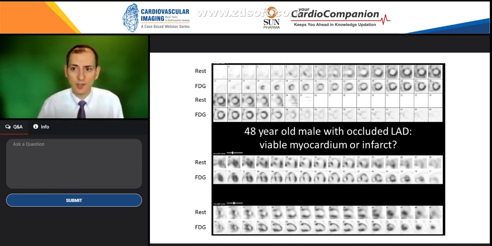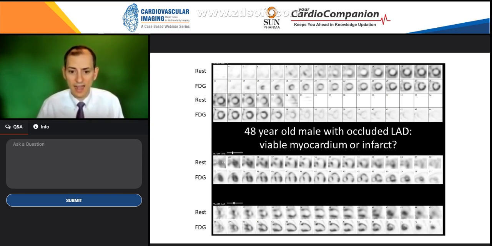And when we do this, we do rest perfusion images, which you can see on the top rows, and on the bottom rows below each one is the FDG imaging to see what's metabolically active. And what you can see here is a large severe defect across the LAD. You can see the mid-anterior wall, the distal anterior wall has very little tracer uptake, so this would be a severe defect. It involves the entire apex.